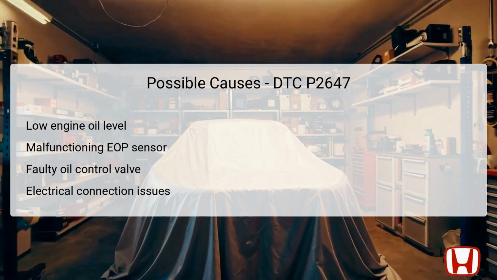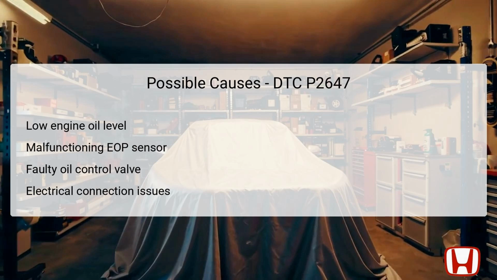Understanding the possible causes of DTC P2647 is crucial for effectively troubleshooting the VTEC system. A low engine oil level can lead to insufficient hydraulic pressure necessary for the VTEC's operation, triggering this error code. Another potential source of the issue is a malfunctioning rocker arm oil pressure sensor, EOP sensor. If it fails, it may incorrectly relay pressure readings to the ECM, leading to a VTEC system stuck in the on position. Additionally, a faulty rocker arm oil control valve can restrict oil flow and cause similar symptoms.